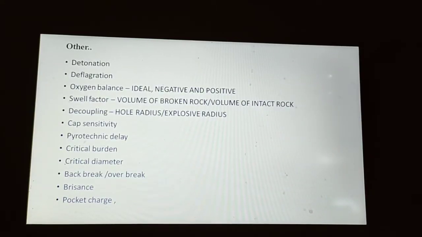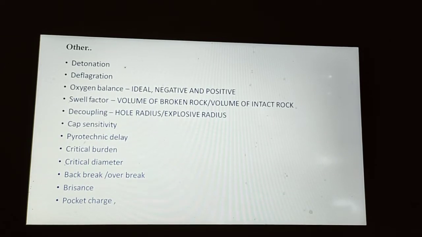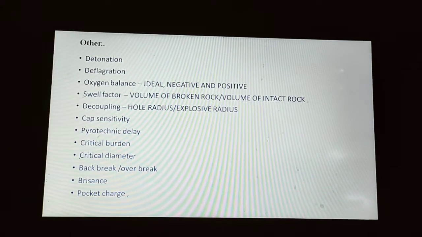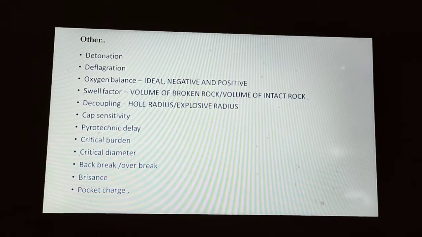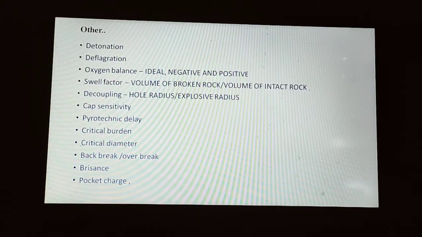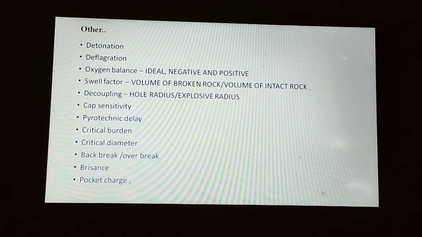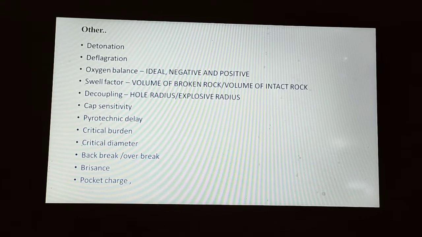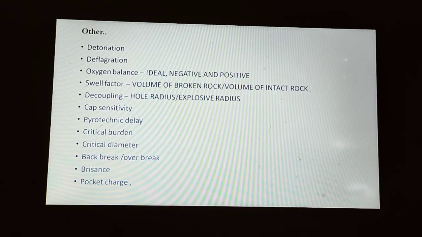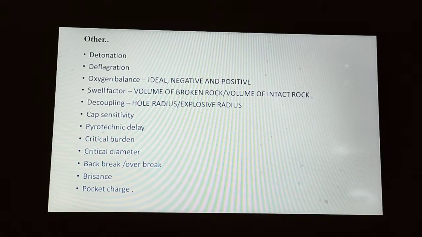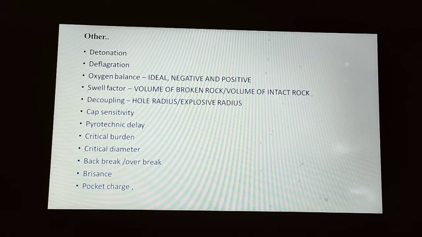Decoupling is basically air separation between the surface of explosive and the wall of the hole. Cap sensitive means the explosive is sensitive enough to be initiated by a blasting cap. Pyrotechnic delay means scattering of the delay element. Critical burden is the minimum burden distance with no displacement and no breakage. Critical diameter is the diameter below which there is no detonation.